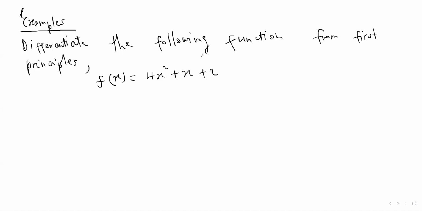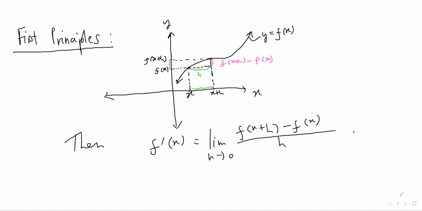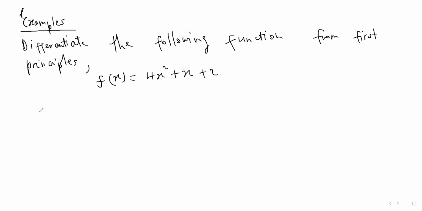Okay, guys, as I was saying, so we are given this example. We are asked to differentiate the following function from first principles. We've got f of x is equal to 4x squared plus x plus 2. So how do we then differentiate this function using first principles, meaning using this definition here?